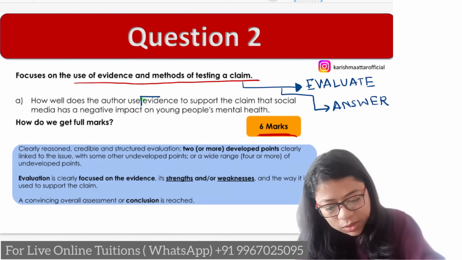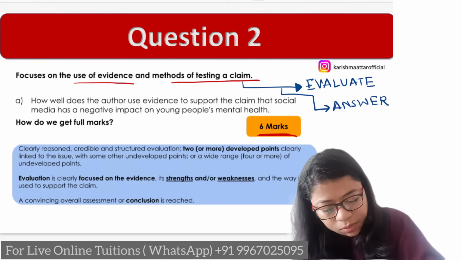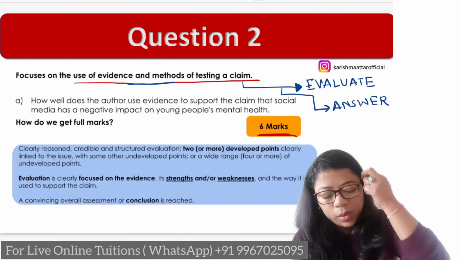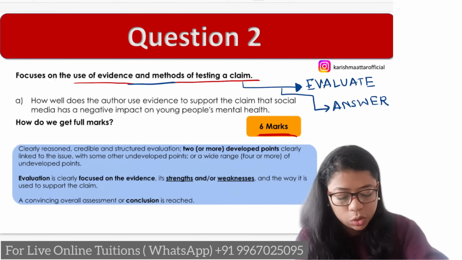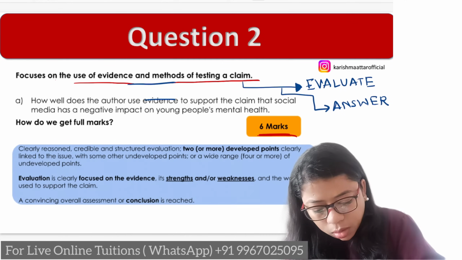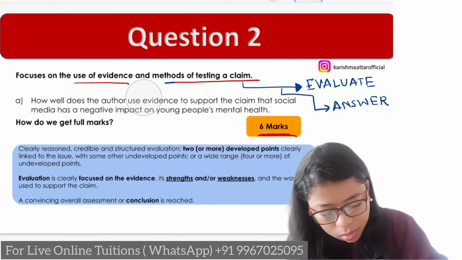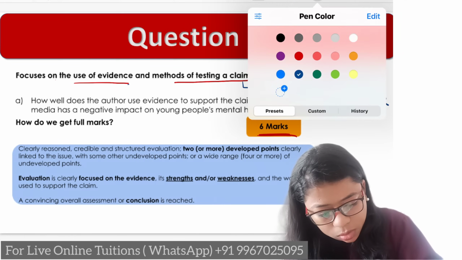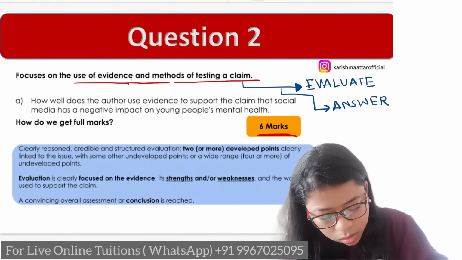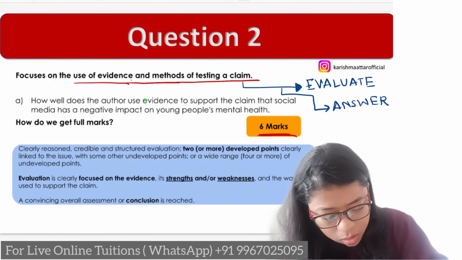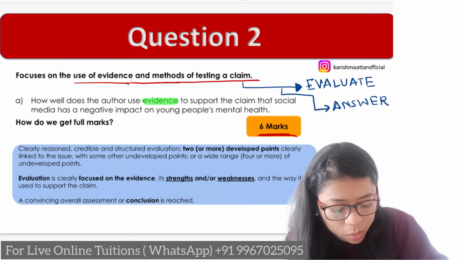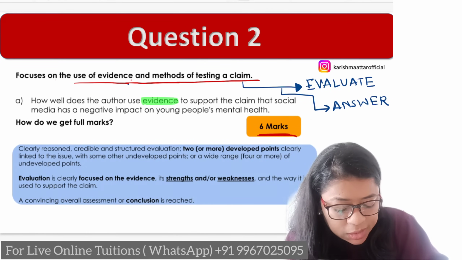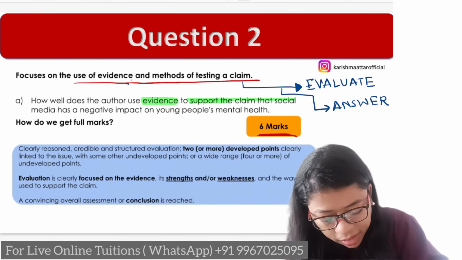Okay, that sentence was quite confusing. What I'm trying to tell you is, when you are reading question number 2, you will see this particular word. Okay, I need to get a highlighter here. So evidence is something you can see in question number 2: to support the claim that social media has a negative impact.